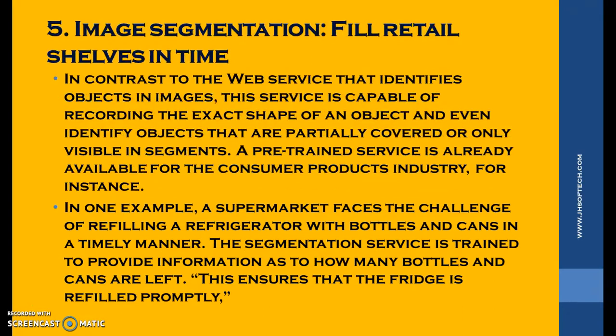So image segmentation: refill retail shelves in time. In contrast to the web services that identify objects in images, this service is capable of recording the exact shape of an object and even identifying objects that are partially covered or only visible in segments. A pre-trained service is already available for the consumer product industry. For instance, in one example, a supermarket faces the challenge of refilling a refrigerator with bottles and cans in a timely manner. The segmentation service is trained to provide information as to how many bottles and cans are left. So this ensures that the fridge is refilled promptly.